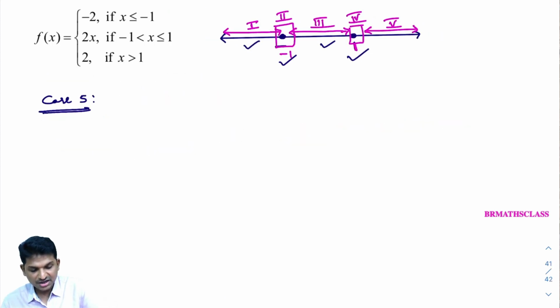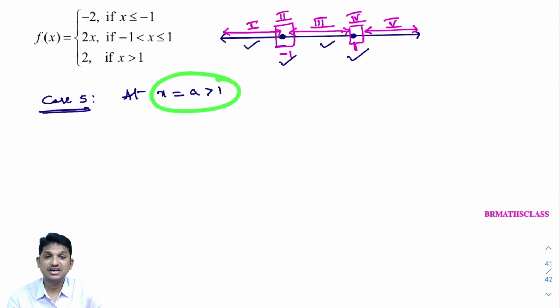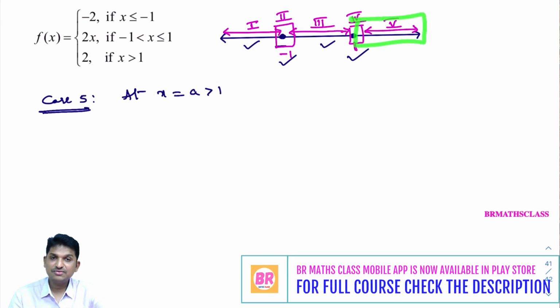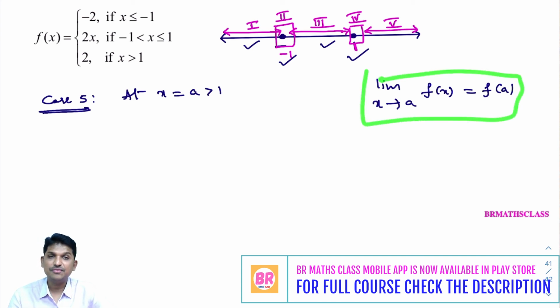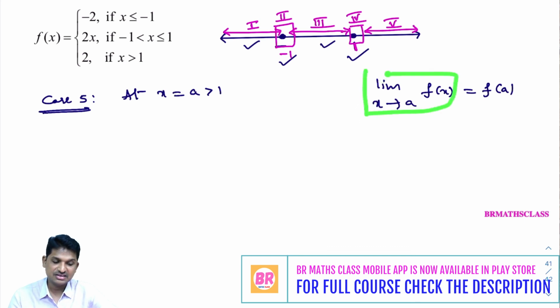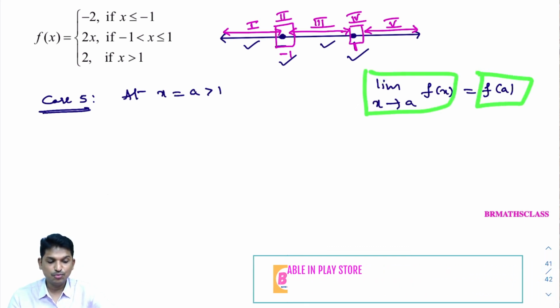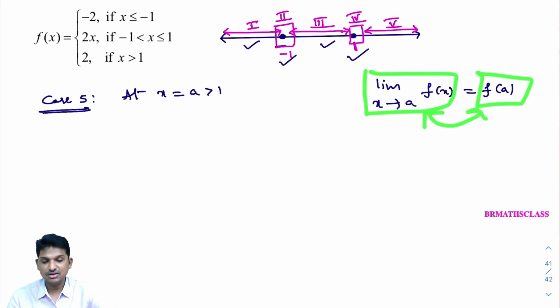Case 5. I am checking the continuity of the function at x equal to a, when a is greater than 1. Whenever x value is greater than 1, how to check the continuity? If limit x approaches a, f of x equals f of a, then we say that this function is continuous at x equal to a. So first I'll calculate this one, next I'll calculate this one. If both are equal, then I can say that the function is continuous at x equal to a.